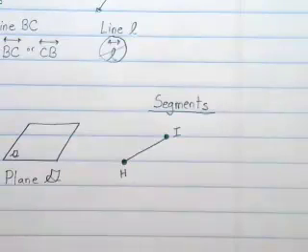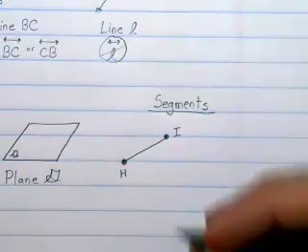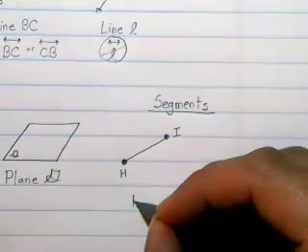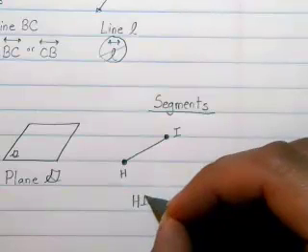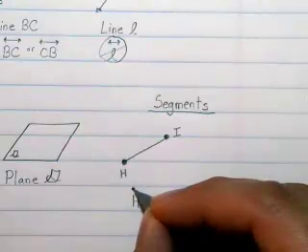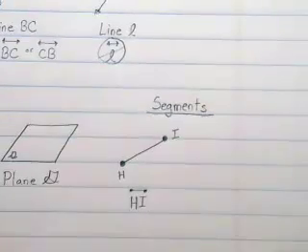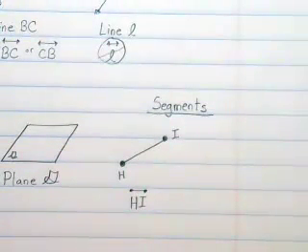You could write it all out, line segment HI, if you wanted to. I'm not going to. You can also do HI, but on top of it, you draw a little line segment. And you don't even have to have the two little dots if you don't want. You can just put a little bar. A little bar on top is good.